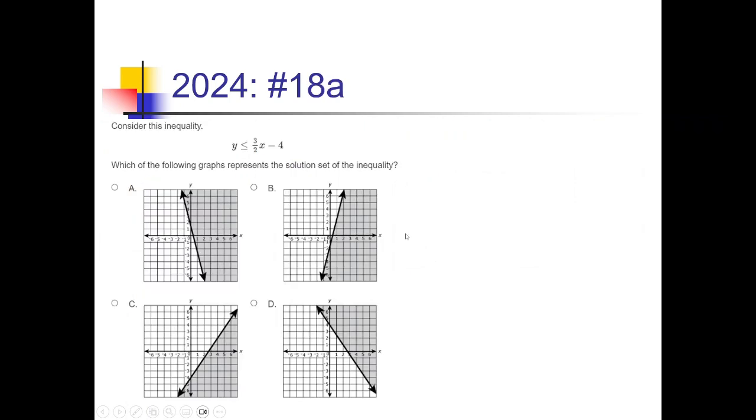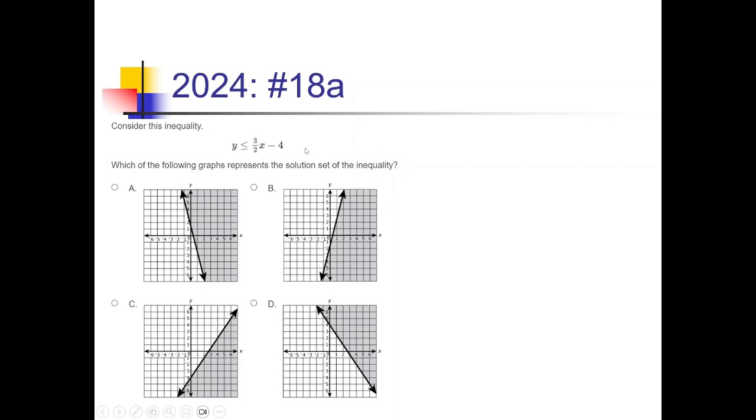For question 18, part A, we're asked to consider the inequality y less than or equal to 3/2 x minus 4, and basically figure out which graph represents that. So there are 4 different traits I'm going to take a look at. 2 are the actual characteristics of the line itself that we're graphing, and 2 are characteristics of the inequality.